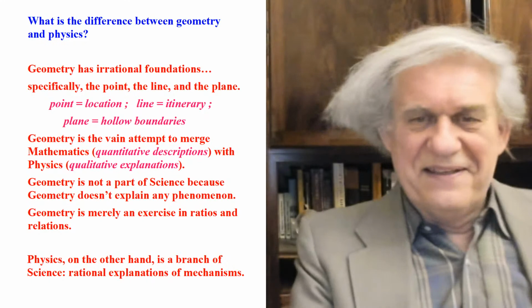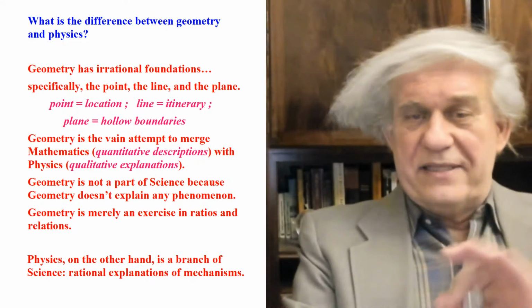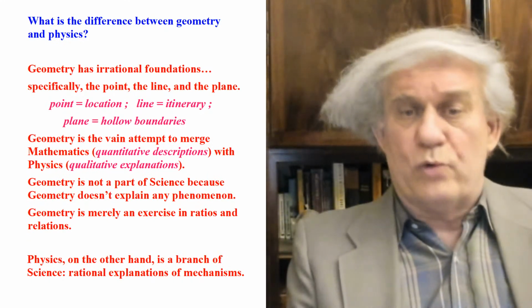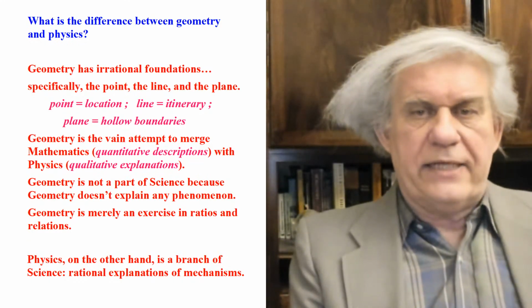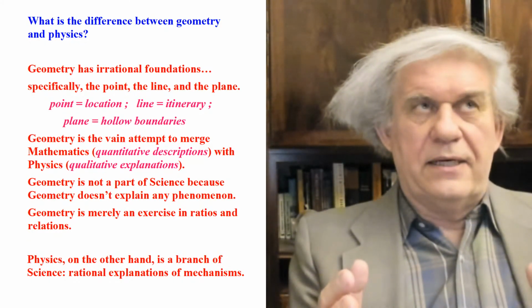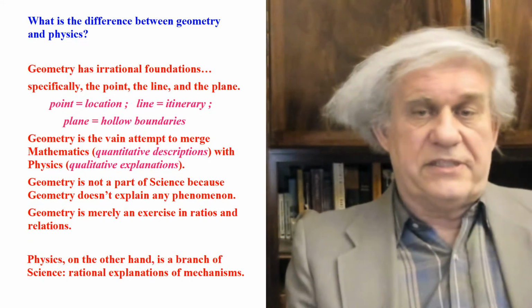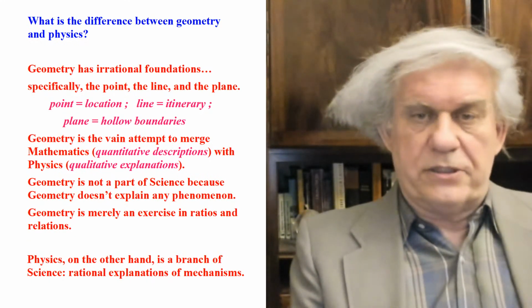So it's a bunch of verbs and counting, but no shapes, I guess. So that's my argument. Okay, the foundations of geometry are rotten. Why? Because they try to merge physics with mathematics, and those two cannot be merged. Mathematics is a language, physics is a science. One has nothing to do with the other, and they cannot be merged under any circumstance.